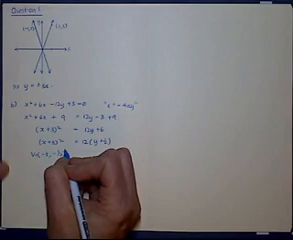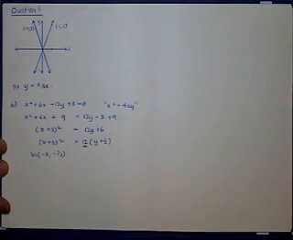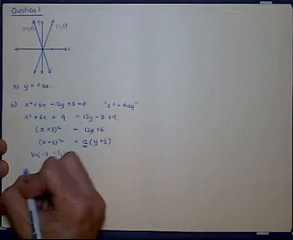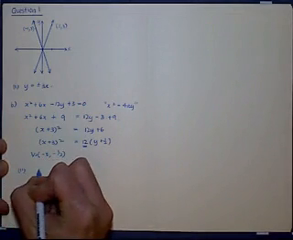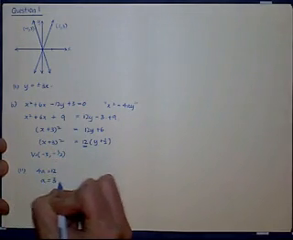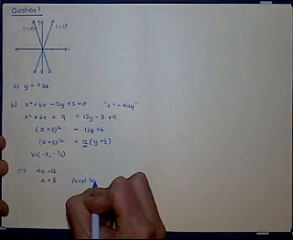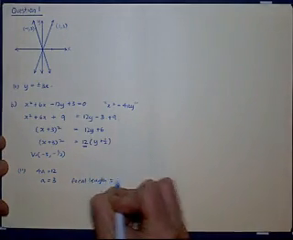Now asked to calculate the focal length. Well, 12 represents 4a. So 4a equals 12, and my focal length will be 3 units. So focal length equals 3 units.